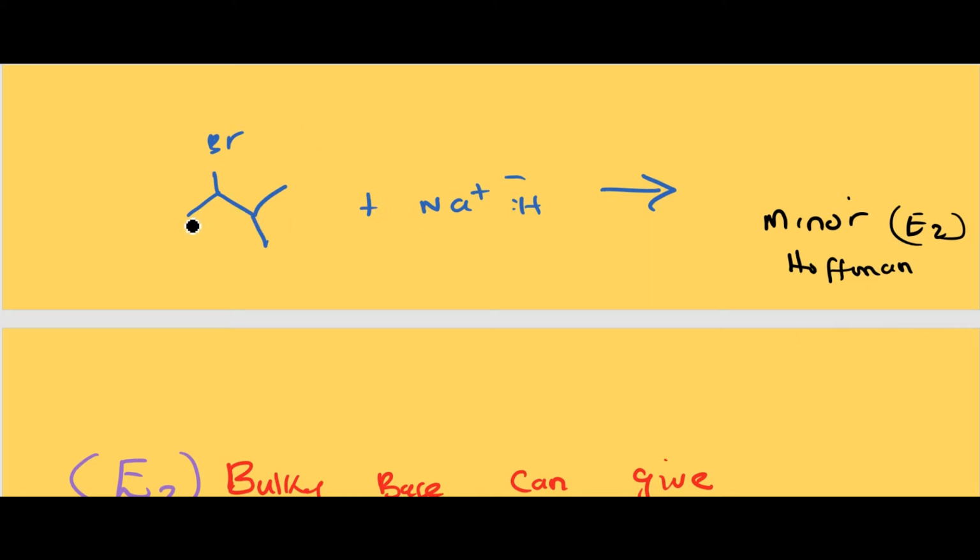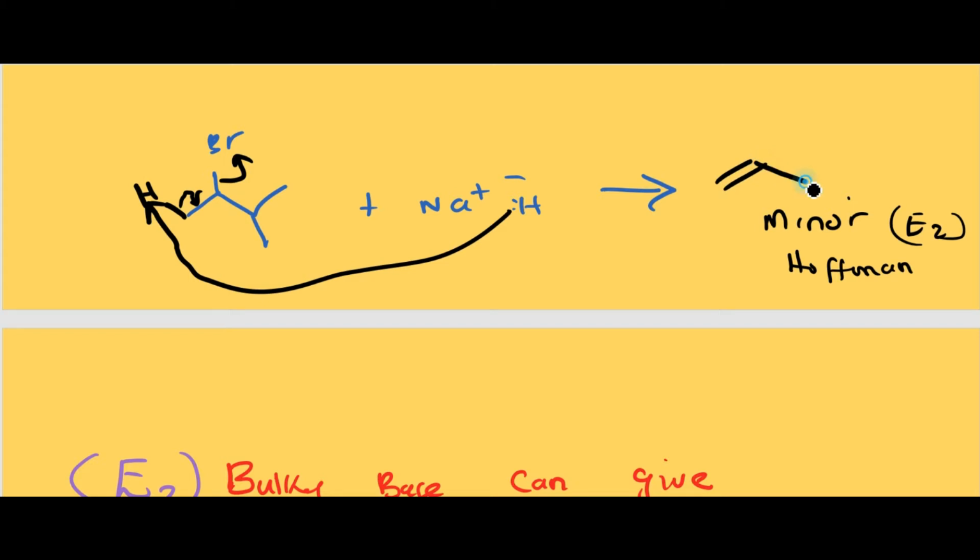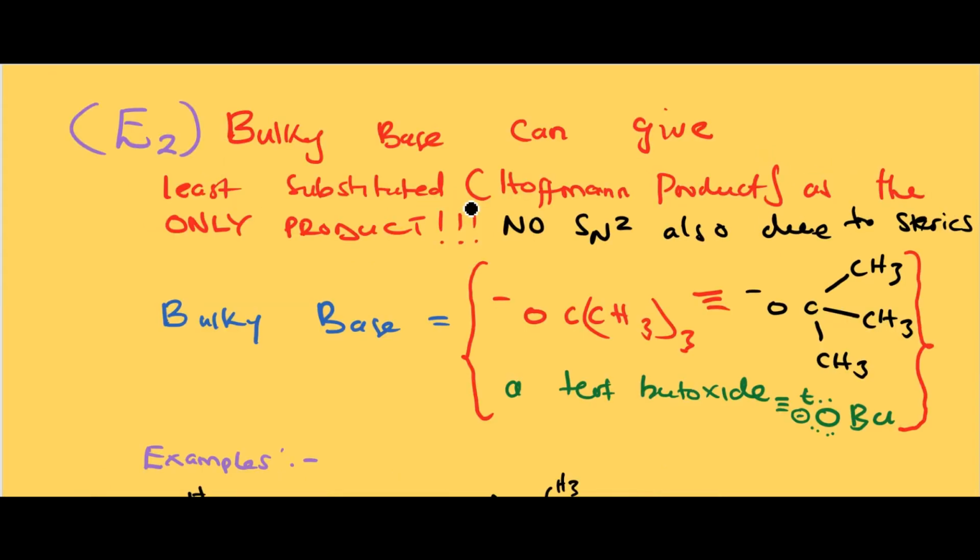The minor forms when the beta hydrogen is removed from the least substituted beta carbon, which is this, pushing arrows, and that's how you get that product. So we did one example that shows that the bulky bases can lead to least substituted products as a major or only product because they are bulky. They don't go for the beta hydrogen sitting on the most substituted carbon.